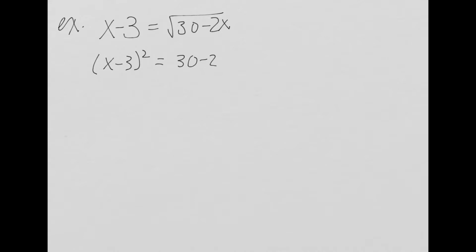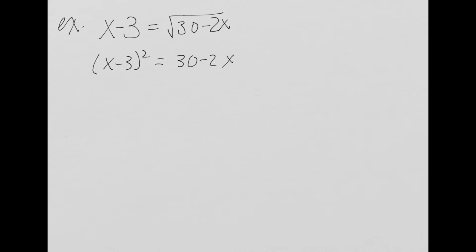Okay. Next example. Let's try x minus 3 equals the square root of 30 minus 2x. My radical is already by itself, so I don't have to worry about getting it by itself. So I'm just going to go ahead and raise it to the appropriate power. So over here I'll square, and then once I square on the right, it just gets rid of the radical.